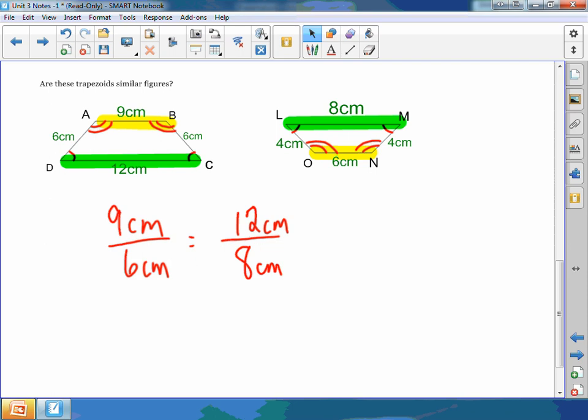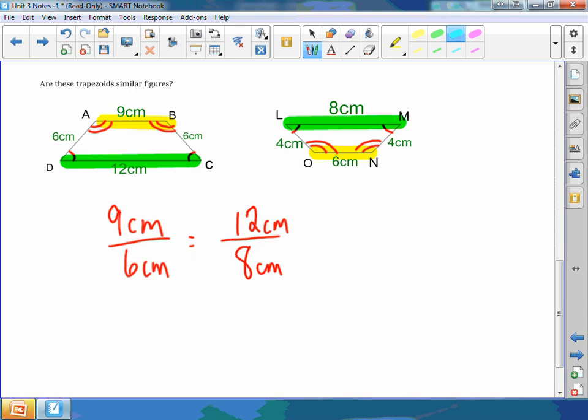Yeah? Okay. Lots of ways to prove it. 9 divided by 12, it's 0.75. 6 divided by 8, 0.75. Right? So all of those ways work. I only need you to find one way that works. But we're still not done. We've proven that, yeah, this pair of corresponding sides are proportional. I still have more to prove.